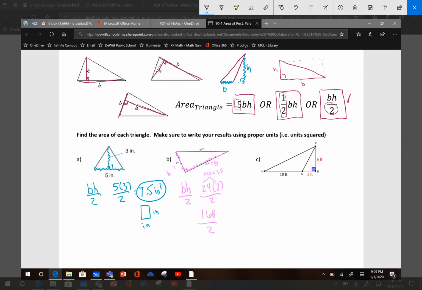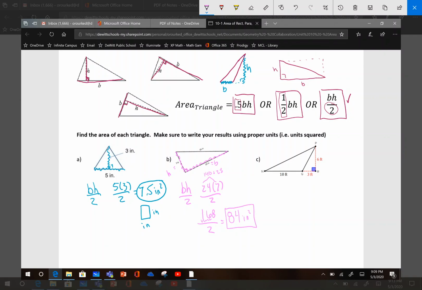168 cut in half. And if we handle some mental math even further, we have the 16 divided by 2, which would give us 8. So this is really 160 divided by 2, which is 80. So this is in the tens place. And 8 divided by 2 gives us 4. So we have 84 inches squared.